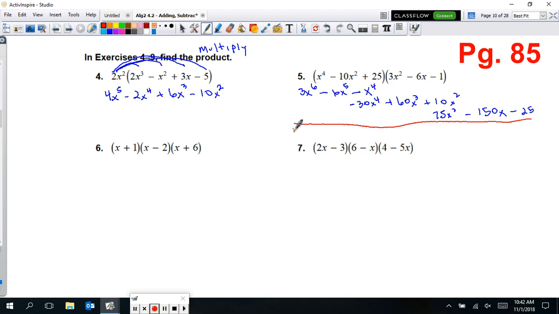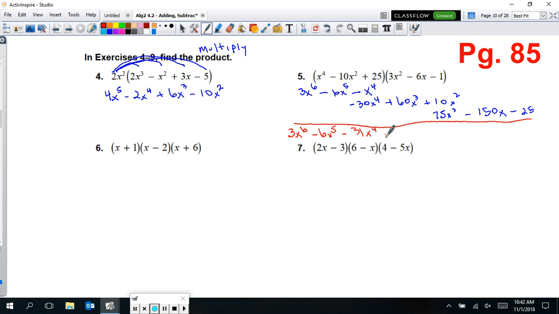in our answer. So starting with the x to the sixth term, we always write it in descending order, which is standard form. And then minus the 6x to the fifth. These two combine to give me negative 31. So I'm getting negative 31x to the fourth.